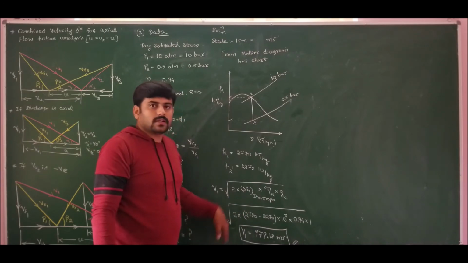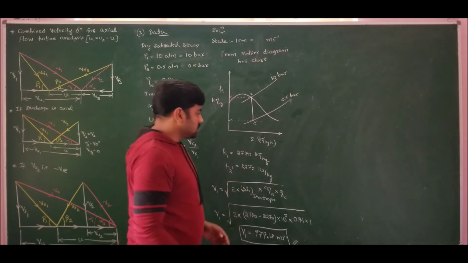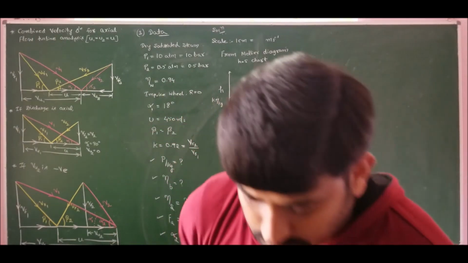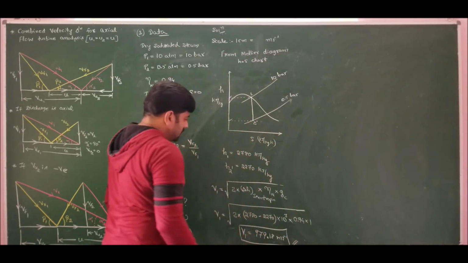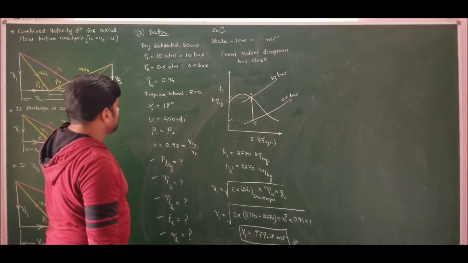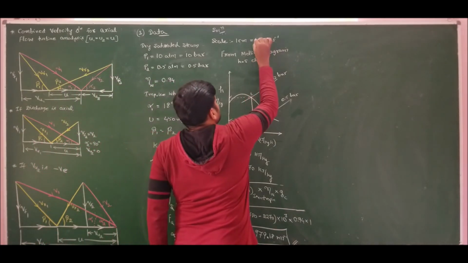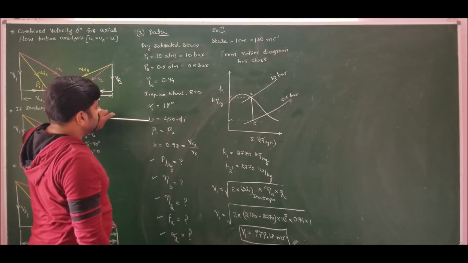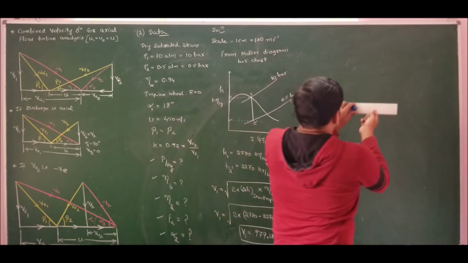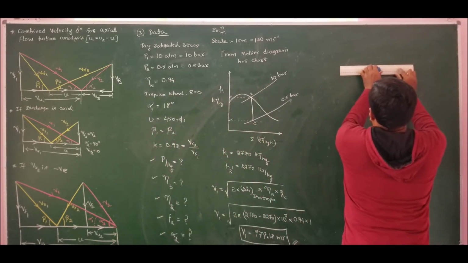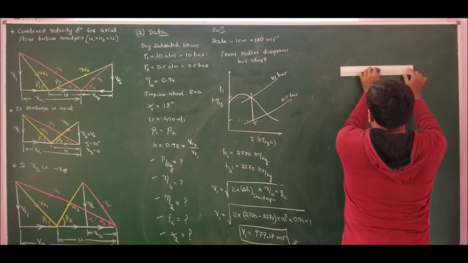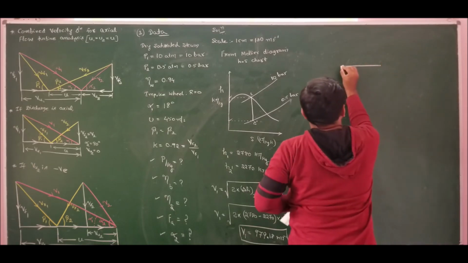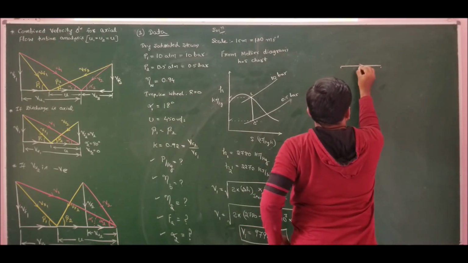So once we know the value of V1, the rest of the procedure remains the same. Let us solve this problem. Now let me fix the scale as 1 centimeter is equal to 100 meters per second. U will become 4.5 centimeters. So first I lay down U, which is 4.5 centimeters given to us.